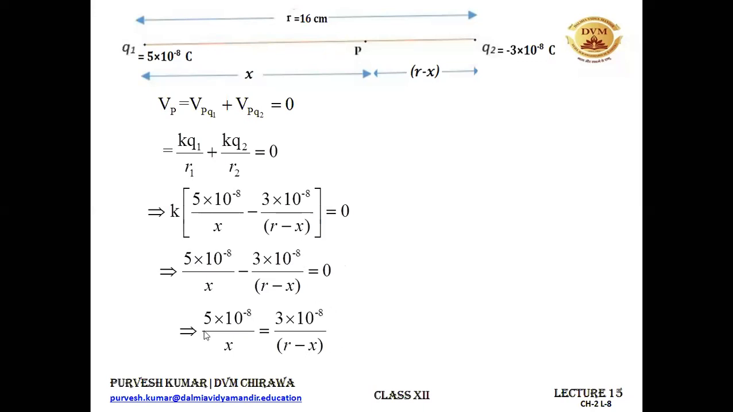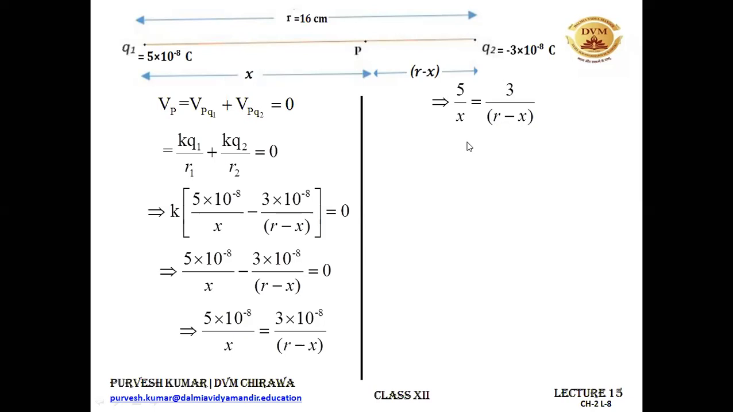You have to solve this equation, so we can easily solve it. Just cancel 10 to the power minus 8 from both the sides, and we are left with 5 upon x is equal to 3 upon r minus x. That's what we are left with. Now cross multiply it and solve for x, because we know the value of r. The R value is given in the question, that is 16 centimeter.